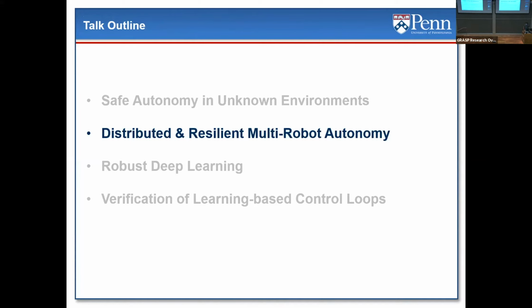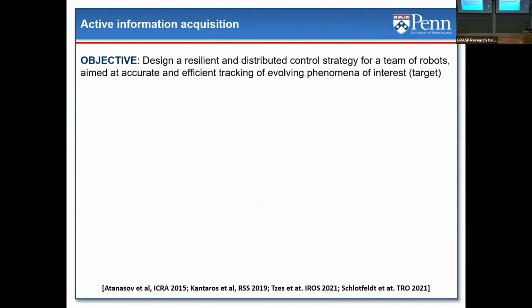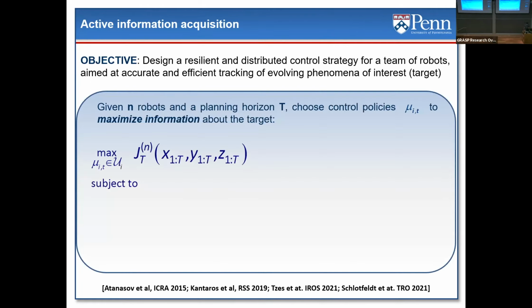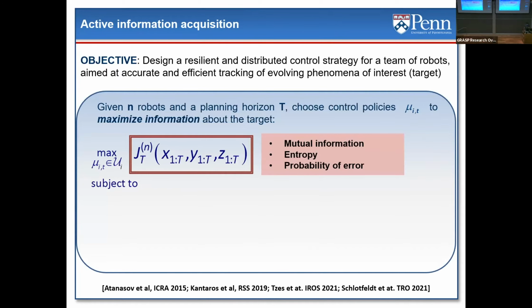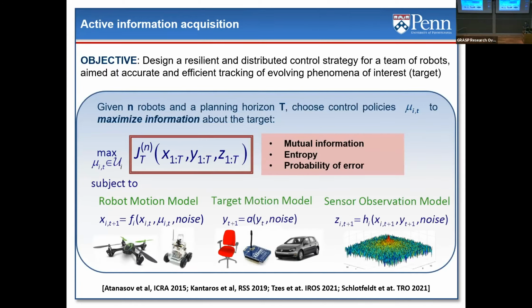Now, apart from safety, we're also interested in designing distributed and resilient multi-robot systems. And one of the applications that we're interested in is on active sensing, active information acquisition, where here the high-level goal is that we want to control a team of robots so that we can accurately and efficiently track a phenomenon that's evolving in the environment. And typically, this kind of problems give rise to stochastic optimal control problems, where you have to maximize some information metric associated with the phenomenon that you want to track, subject to constraints related to your robot dynamics or the dynamics of the phenomenon.